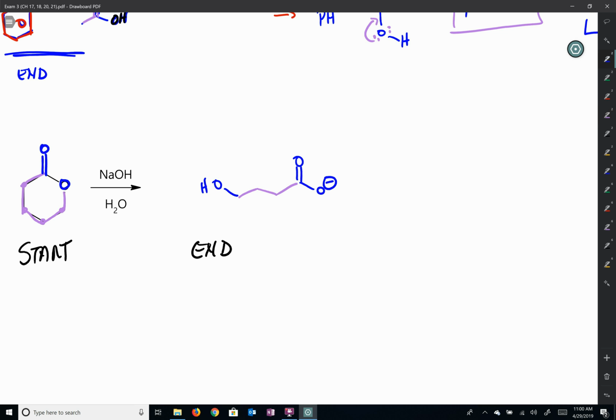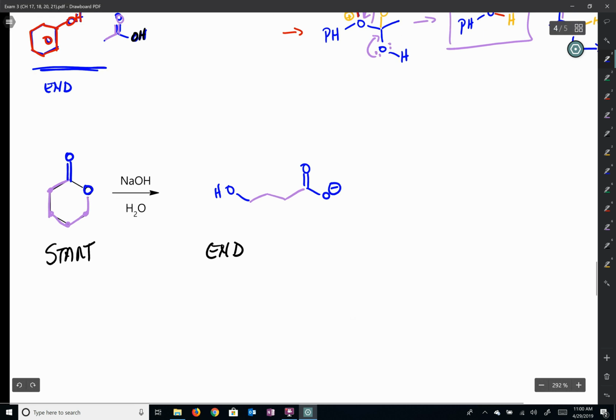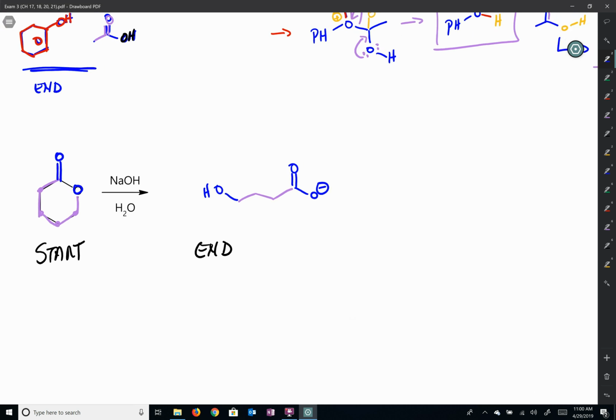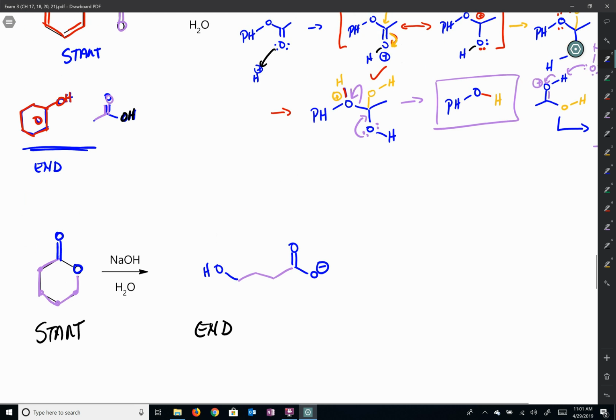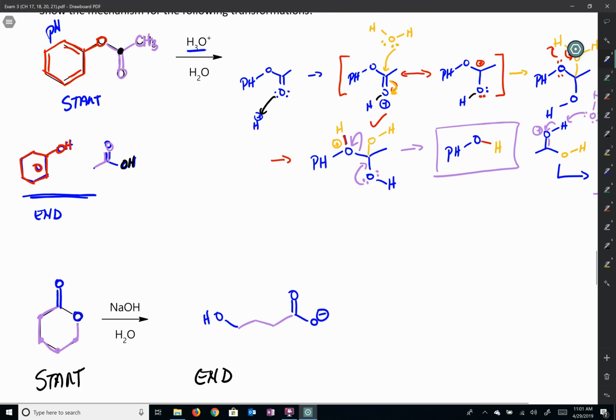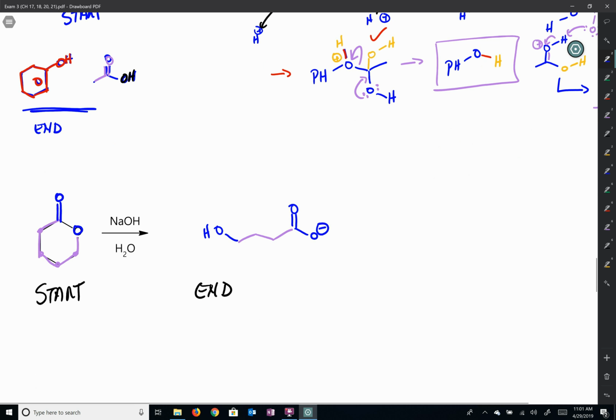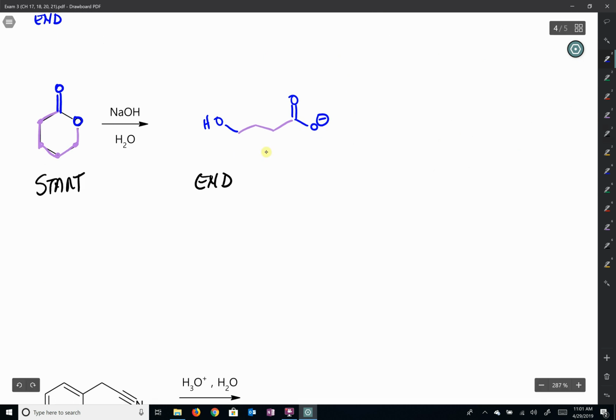Under base catalyzed conditions, we're going to split open our ester and leave us with a carboxylate and an alcohol. And we'll talk real quick about what's going on with that carboxylate there, okay? But as with the acid catalyzed hydrolysis, we're going to be breaking apart the ester. This time we're doing it under basic conditions, right? Okay.